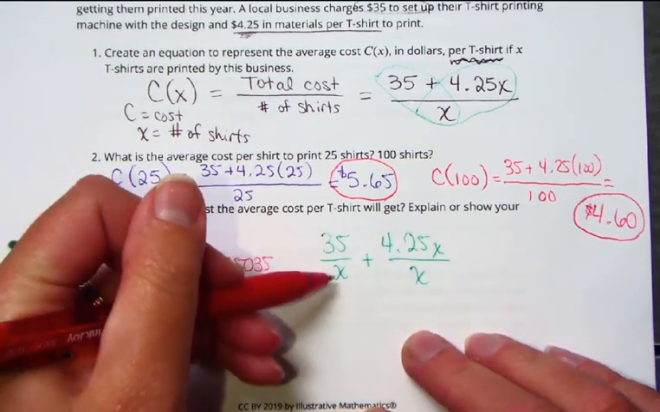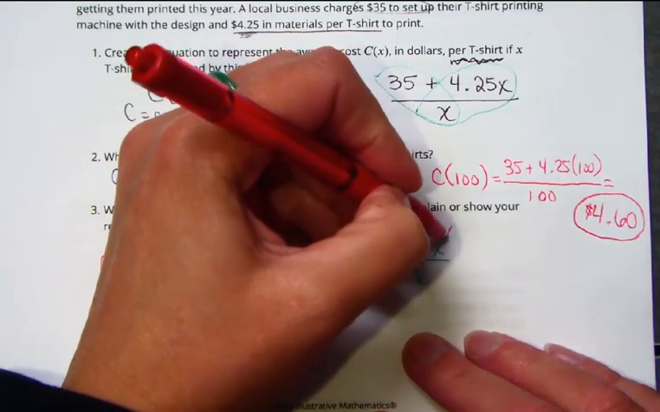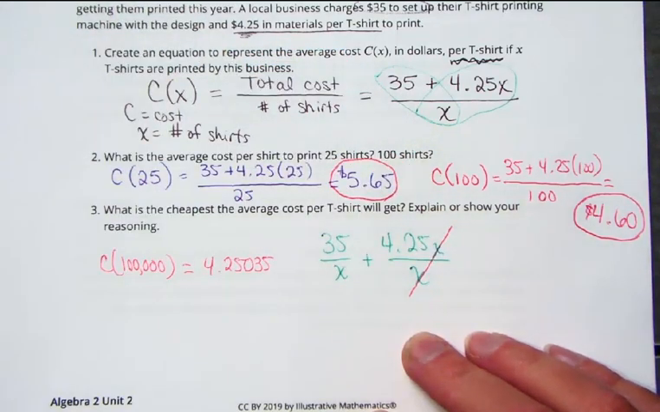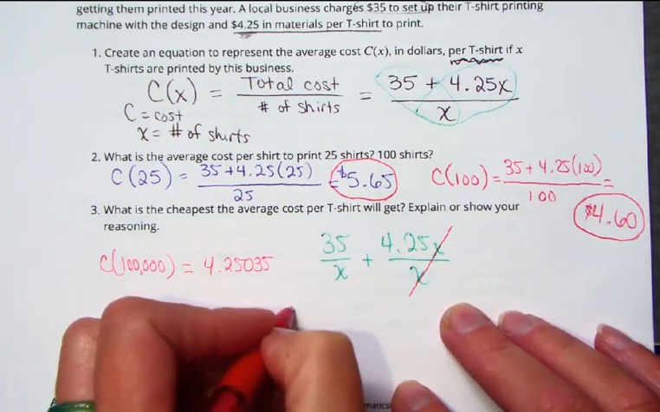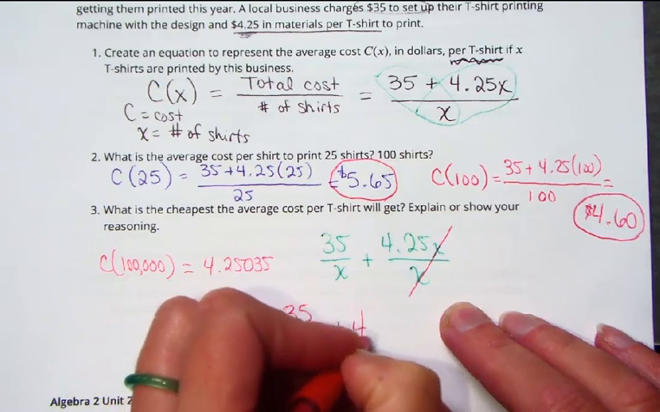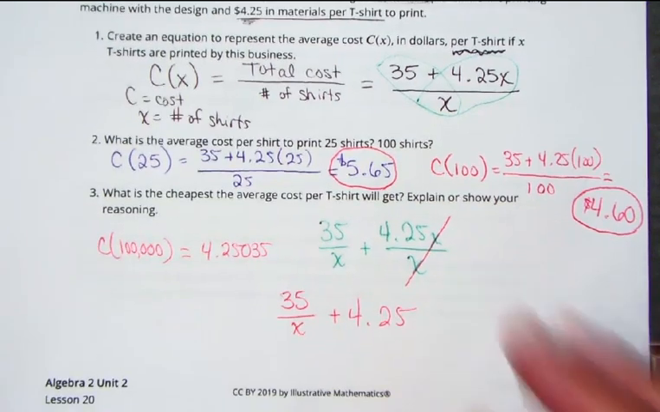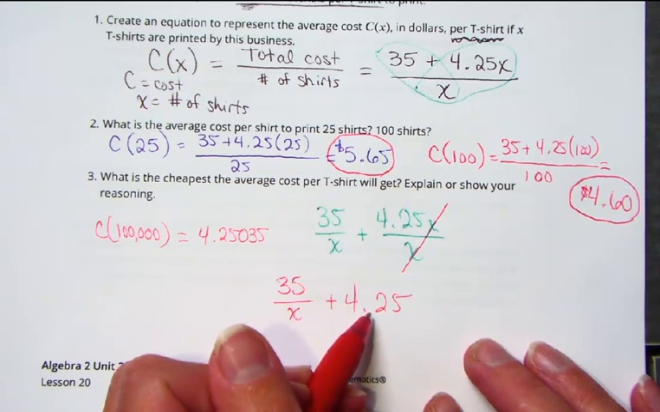Now there's nothing I can simplify over here, but I can simplify this x right here because it's in the numerator multiplying and it's in the denominator dividing. So 35 over x plus $4.25. This tells me that horizontal asymptote.